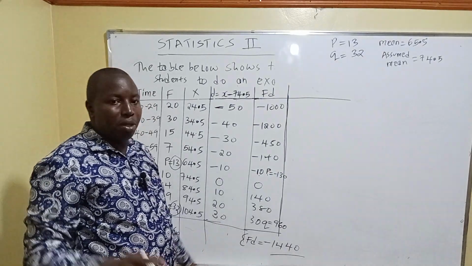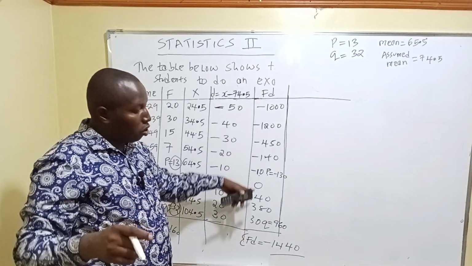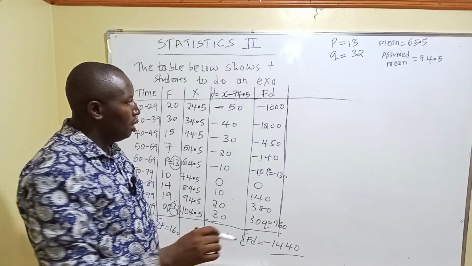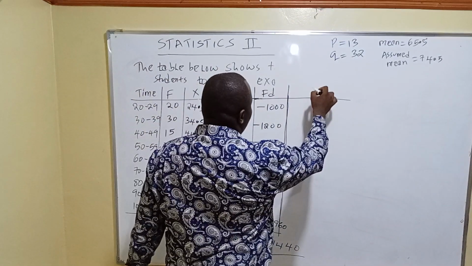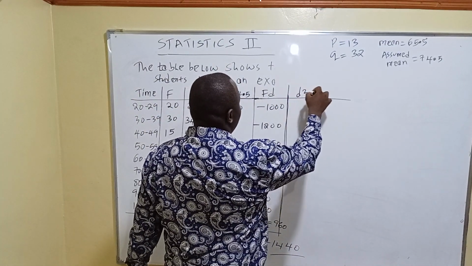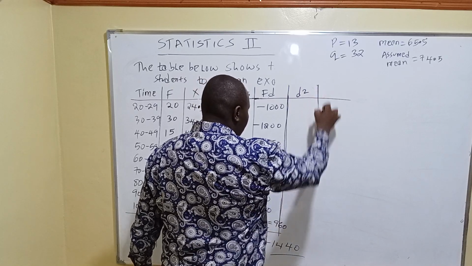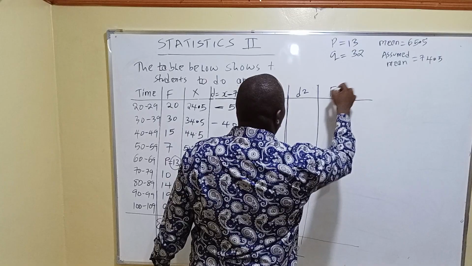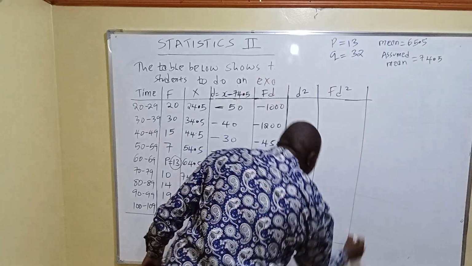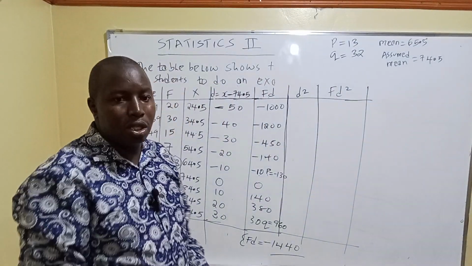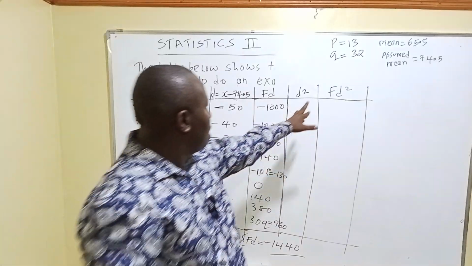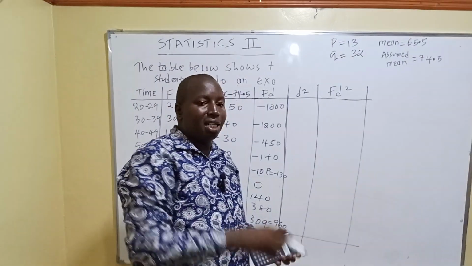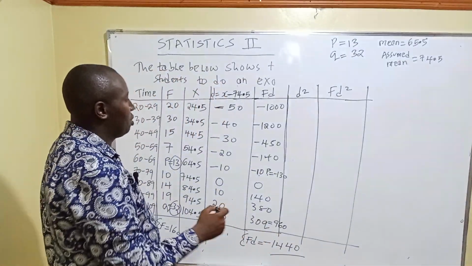I'm writing that one because we require this information, this column, when you're finding the standard deviation. So come to D, put D squared, put the column for D squared. And then the last column that you put there is FD squared. That is deviations squared times F.